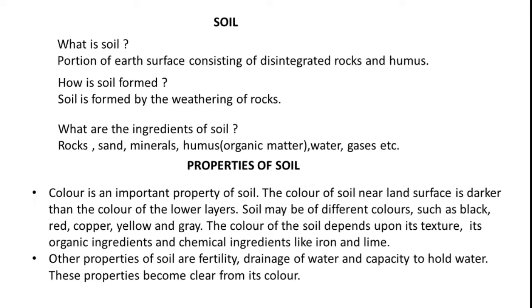Properties of soil. Color is an important property of soil. The color of soil near land surface is darker than the color of the lower layers. Soil may be of different colors such as black, red, copper, yellow and grey. The color of the soil depends upon its texture, its organic ingredients and chemical ingredients like iron and lime. Other properties of soil are fertility, drainage of water, and capacity to hold water. These properties become clear from its color.